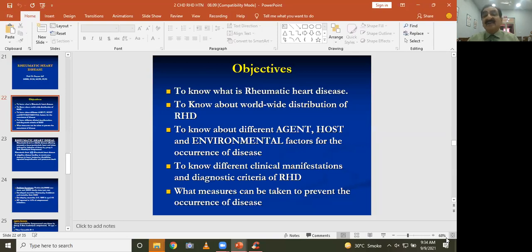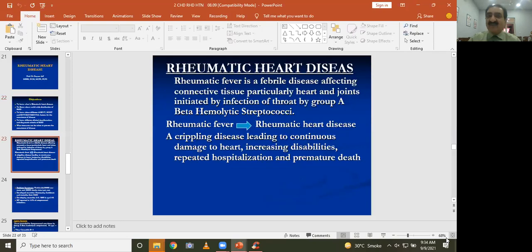And then we'll discuss something very important. Particularly regarding rheumatic heart disease, this is very, very important: the clinical manifestation and the diagnostic criteria of rheumatic heart disease. And at the end, the preventive measures which can be taken to prevent the occurrence of rheumatic heart disease. So, firstly, what is rheumatic heart disease?